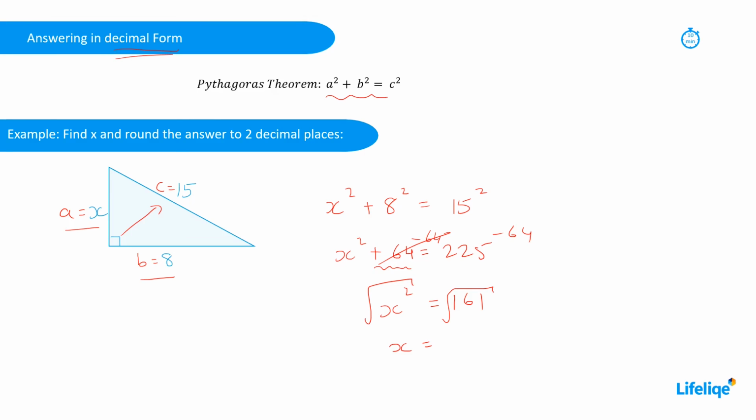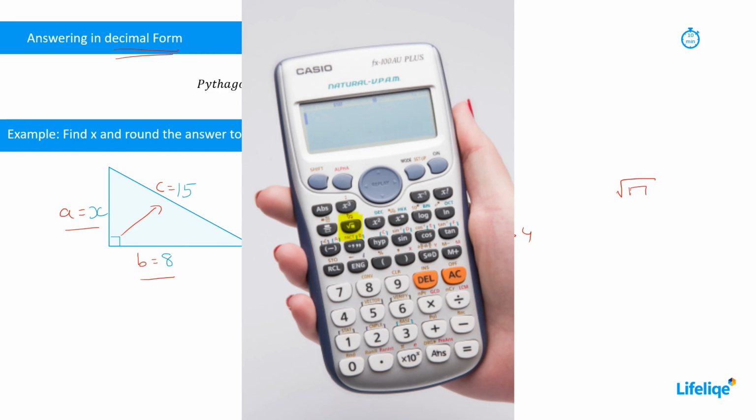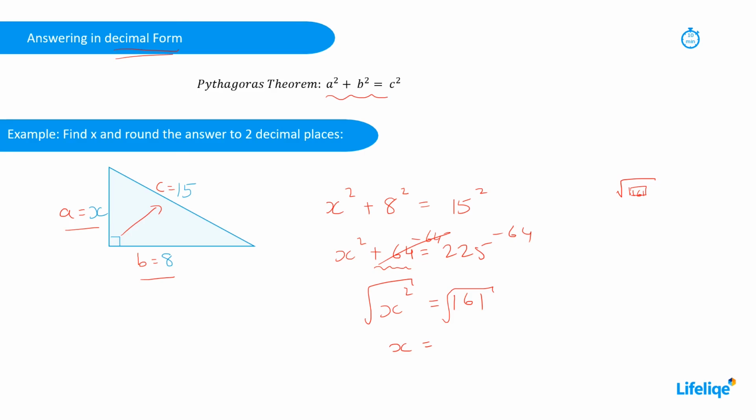So x is going to be square root of 161. If I put that in the calculator, remember it's the button that looks like that. So we're going to press that first and then type in 161. And that gives us 12.688, and we want to round off to 2 decimal places.